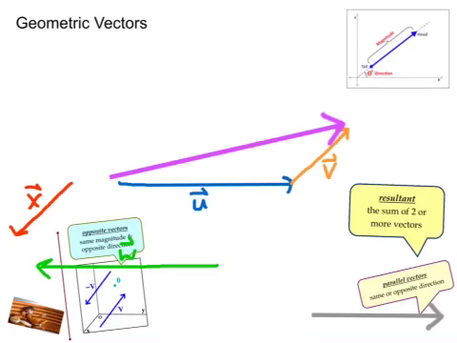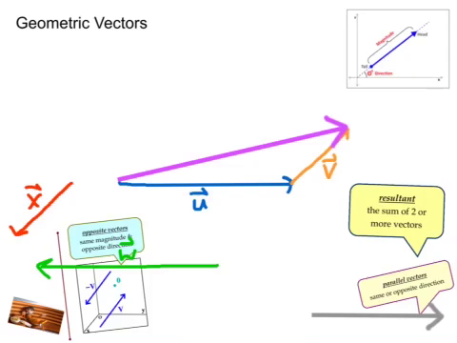How does that look? Good enough. That purple one right there is u plus v, vector u plus vector v. Okay, that is that. It's the shortcut between the two vectors.